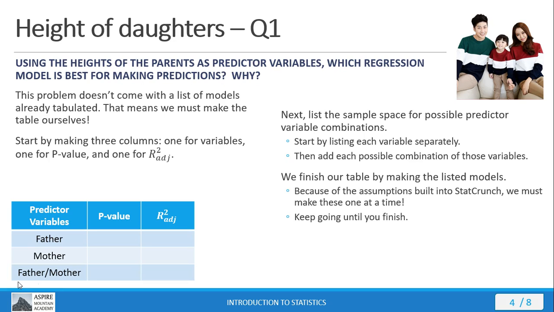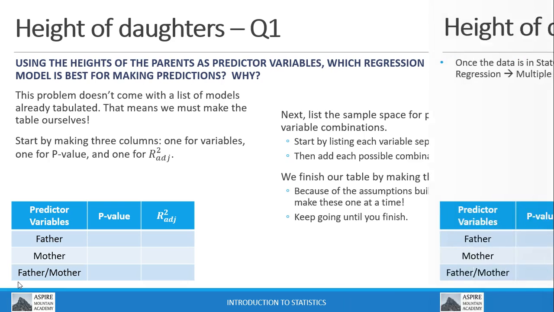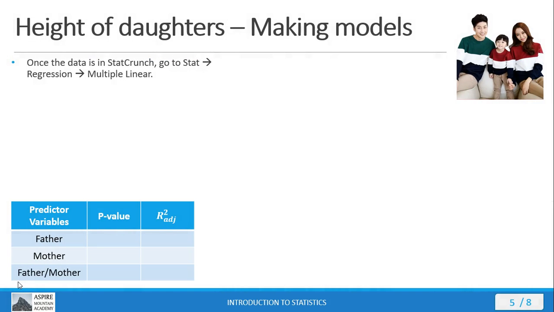StatCrunch is not like that. Because of the assumptions that were built into it, whoever was coding this didn't think that you would have or should have the need for making multiple models at once. So you're making models one at a time. But that's okay. We can do that.